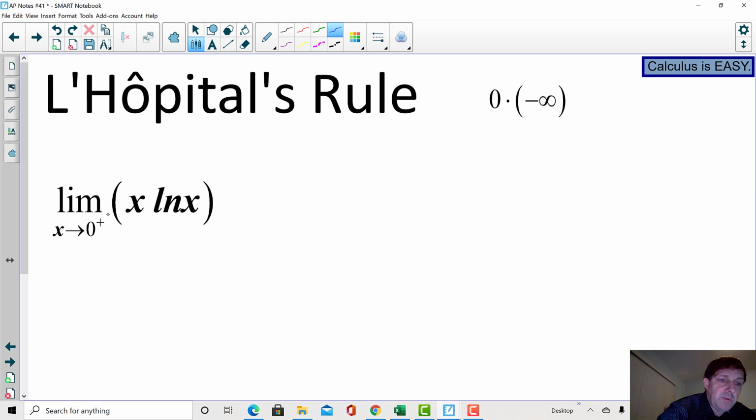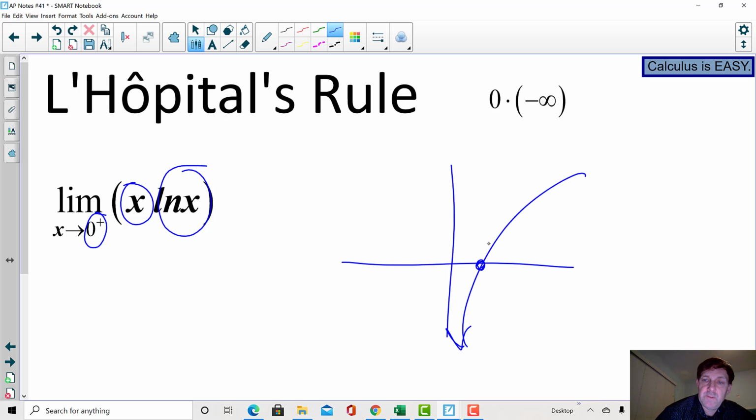Okay, for this example, when you plug in the 0, it looks like you're getting 0 times, and then you can't plug a 0 into this one. So here's an example of ln of x. The limit as x goes to 0 from the right side, it's approaching -infinity. So we have 0 times -infinity.